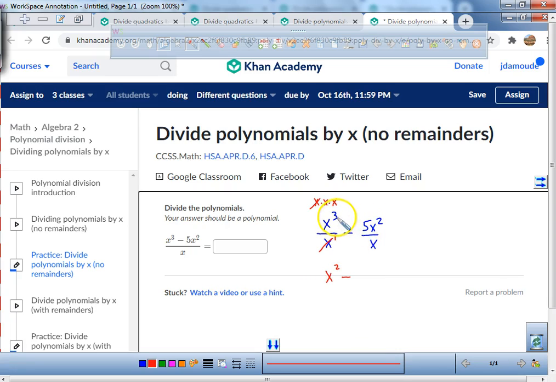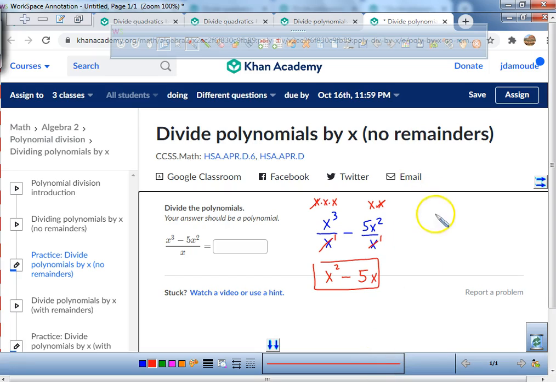So basically, what's the quotient rule? You just take these exponents and subtract them. So 3 minus 1 is 2. Over here, we have a 5, but you got an x times an x, and that's being divided by an x, so these cancel out, and you're just left with an x. So that's going to be my answer.